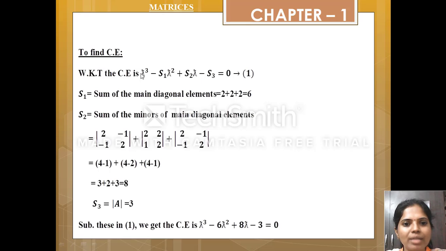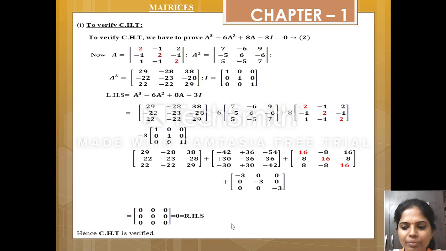Actually, equation number 1 is nothing but the characteristic equation. So our characteristic equation is lambda cube minus 6 lambda square plus 8 lambda minus 3 equals 0. After finding the characteristic equation, now we enter into our main topic, verification. So how to verify the Cayley-Hamilton theorem?